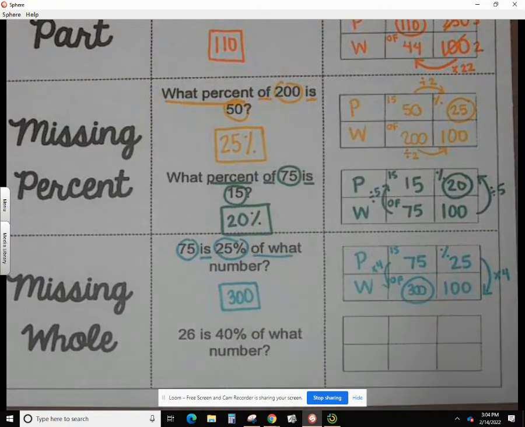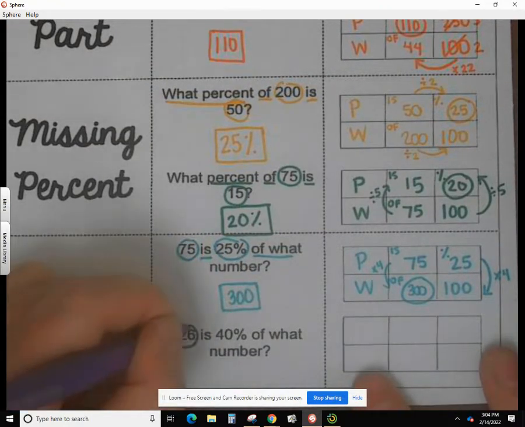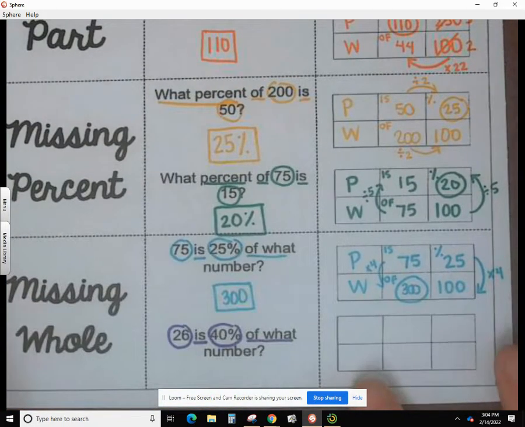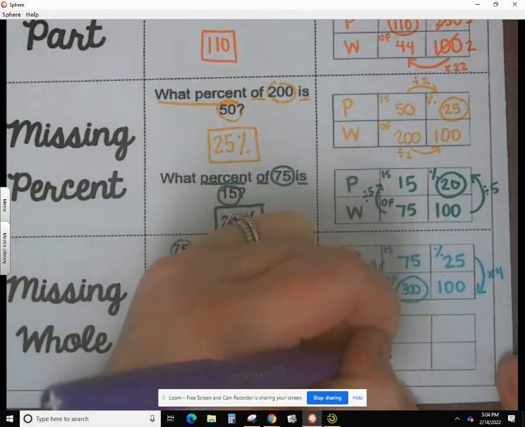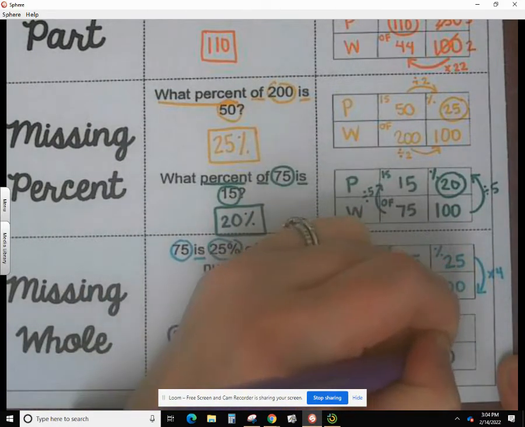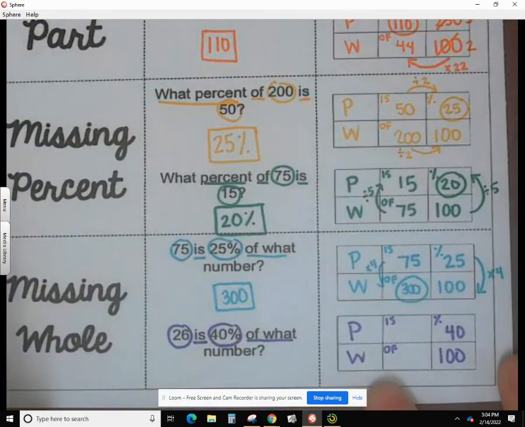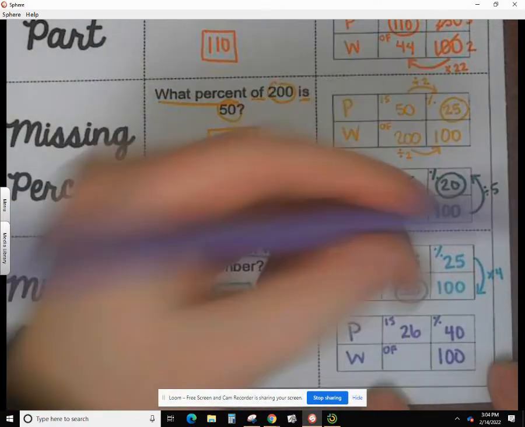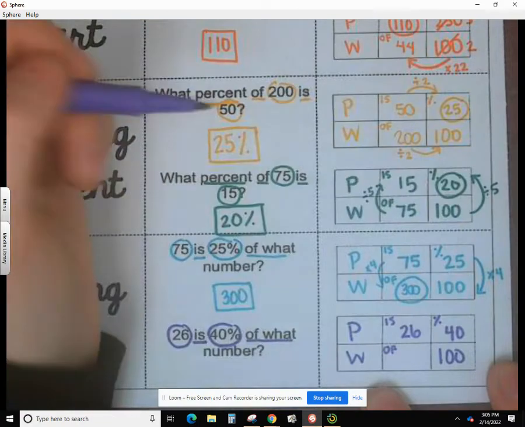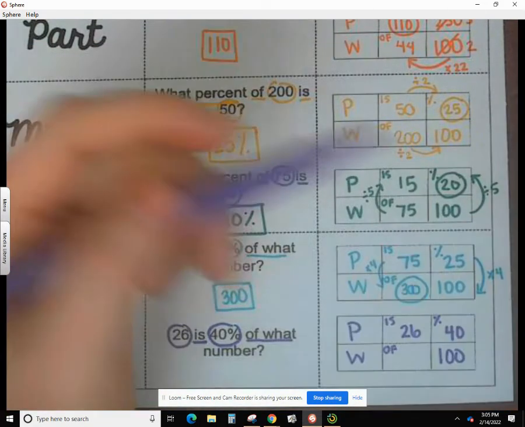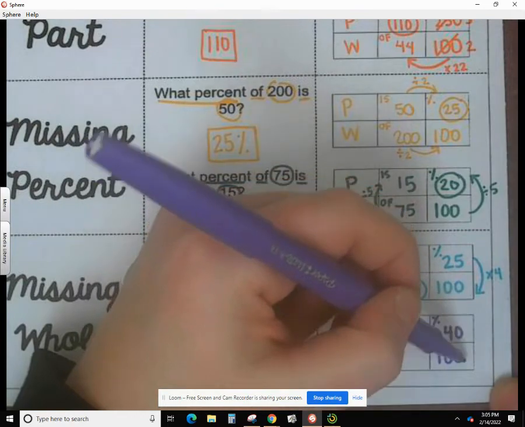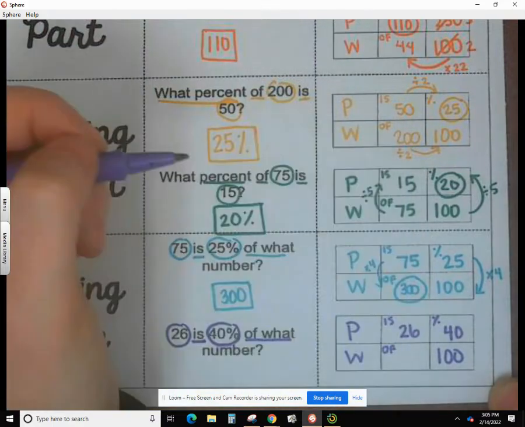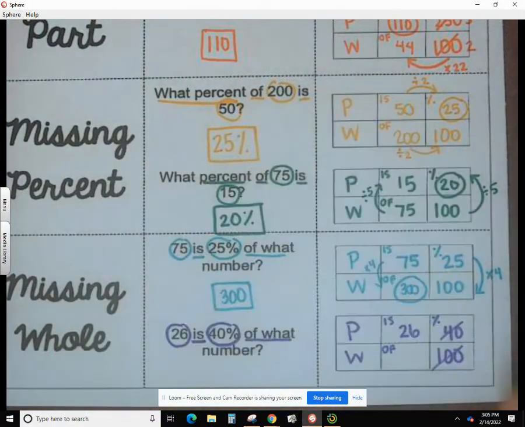Okay, and then we have one more missing whole number. So 26 is our is number. 40% of what number? Okay, so part over whole, is over of, percent over 100. They gave us the 40%, that always goes over the 100, and the 26 is the is number, so it goes here. So our corner number here is 40. Okay, so this is another one where there's no relationship. So if I can't multiply 40 by anything to get 100, and I can't divide 40 by anything to get 26, so I'm going to simplify this.